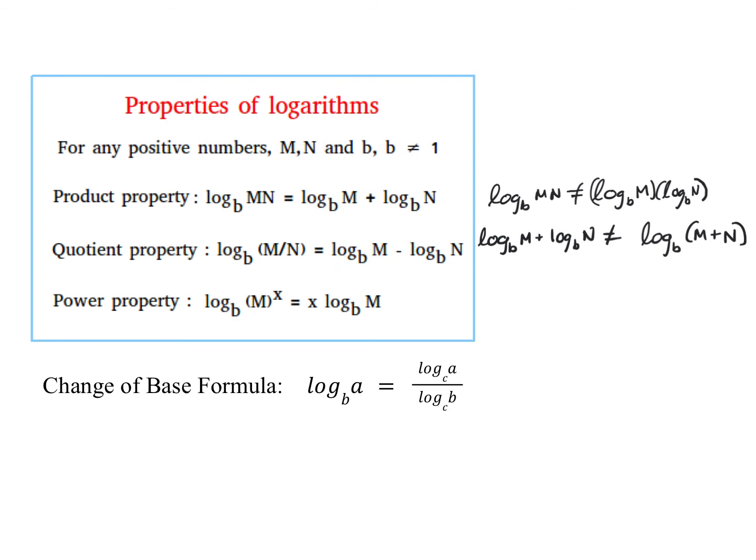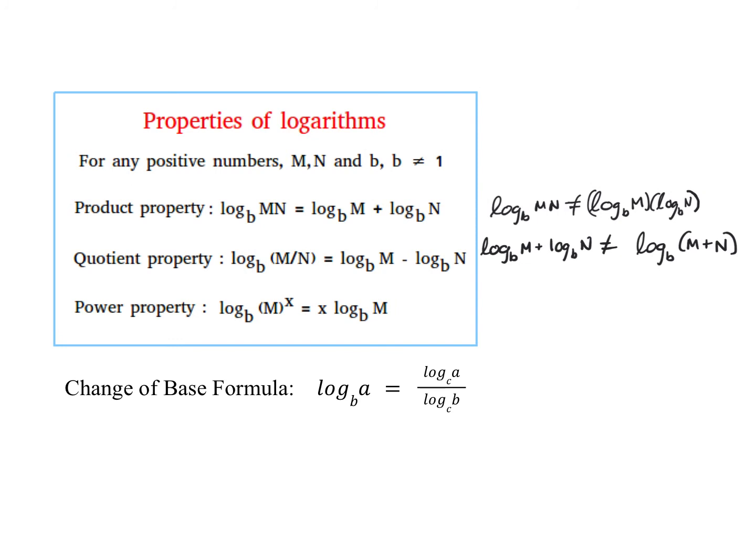The last one, which is a really useful property, is called the power property. It says that if you have a logarithm of a term with an exponent, you can just take that exponent and put it right out front of your logarithm. Or vice versa, you can take a coefficient of a logarithm and move it up to the exponent, which can also be really useful when we're solving equations.